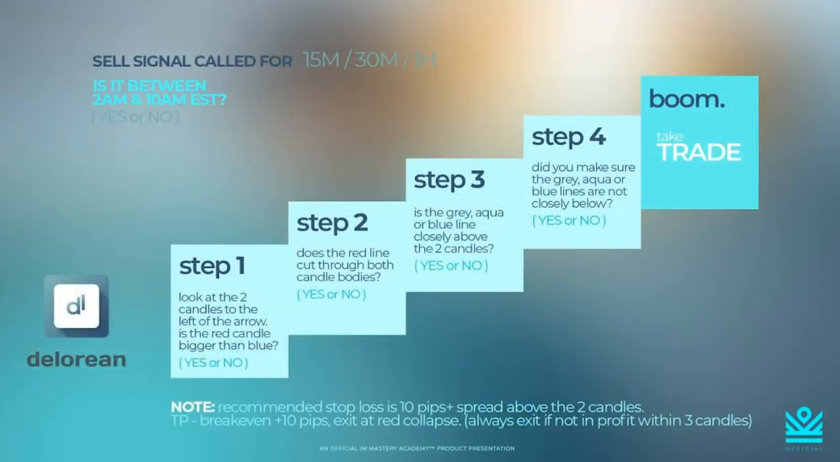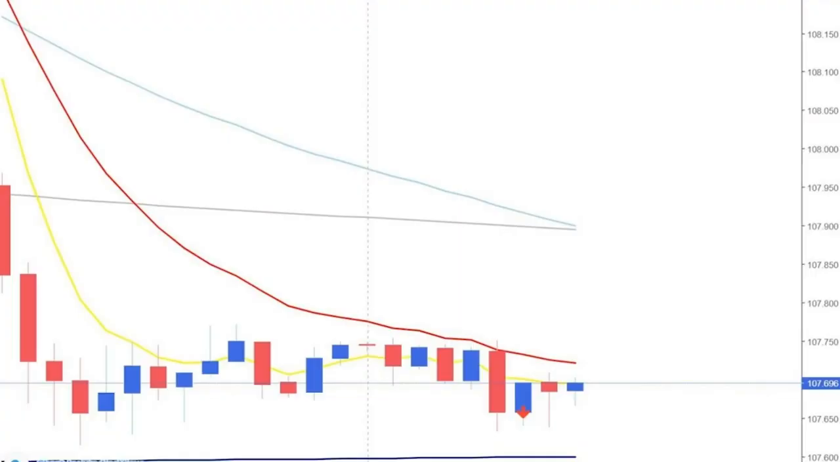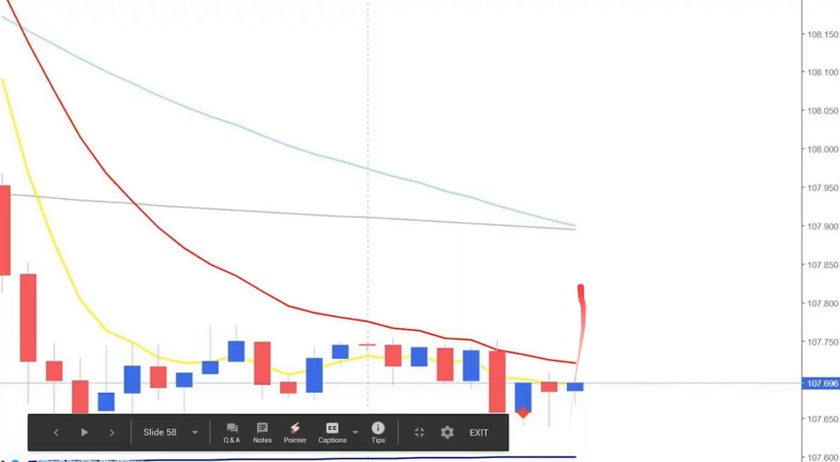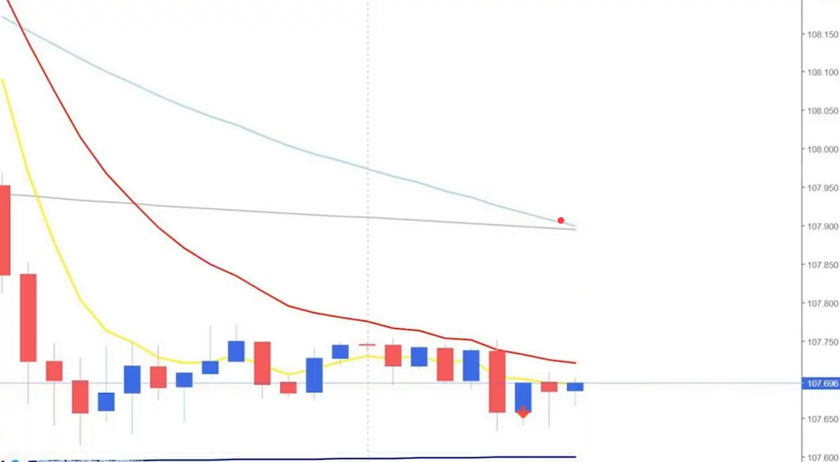So let's go to step 3. Is the gray, aqua, or blue line closely above the 2 candles? Again, we can add a caveat there, or it can be cutting through if you so choose. Well, I notice the blue line's below. I notice the gray here and the aqua here are above. Tons of space, though.